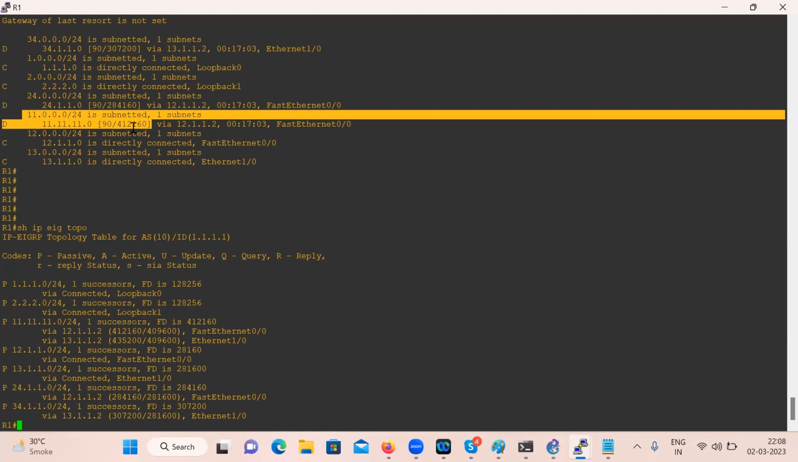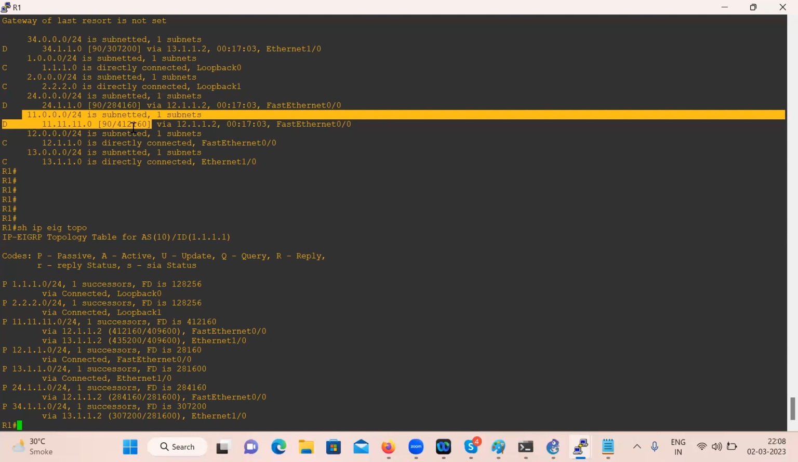There is a one. I couldn't understand this point. What exactly is this thing? If we see one successor, one line, one successor. What exactly is the role, what is the meaning of successors here? Successor is the best path to reach a destination.